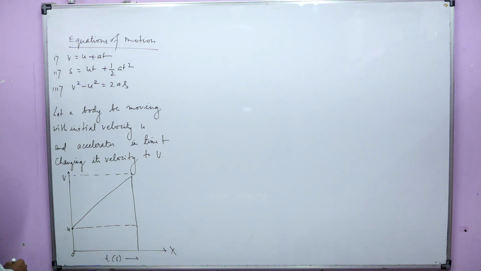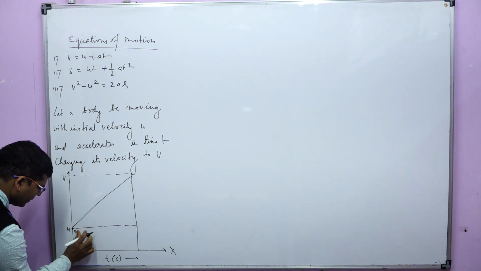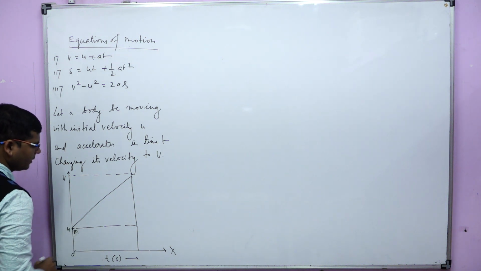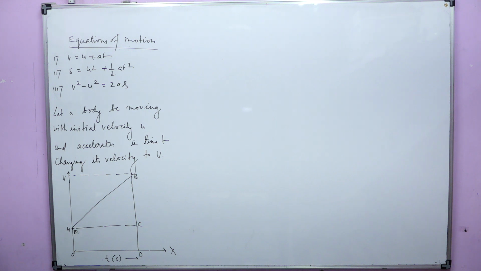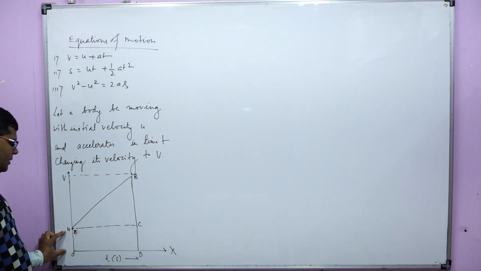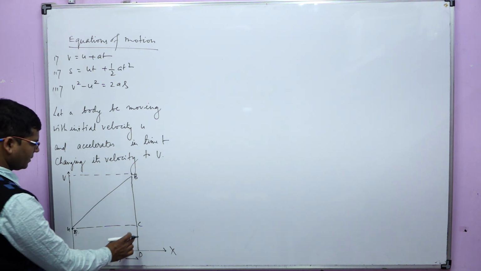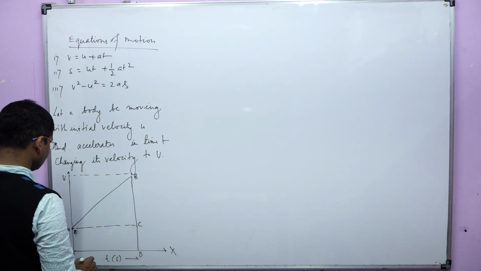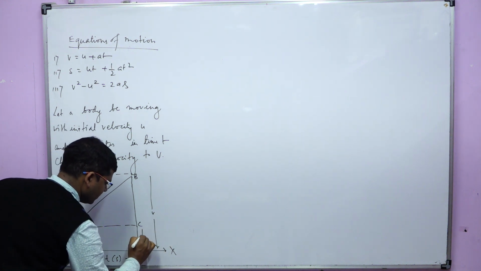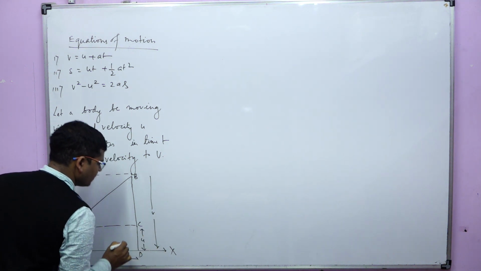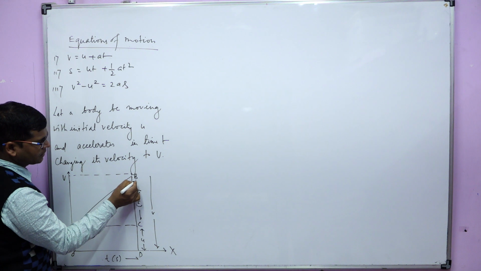So if I consider this point as O, here I have taken A, then B, then C and D. This is the initial velocity the body has. It has started changing its velocity. So here we find between B and C there is a change in velocity. This one is the final velocity, this one is the initial velocity. So this portion will be v minus u. This is the change in velocity.